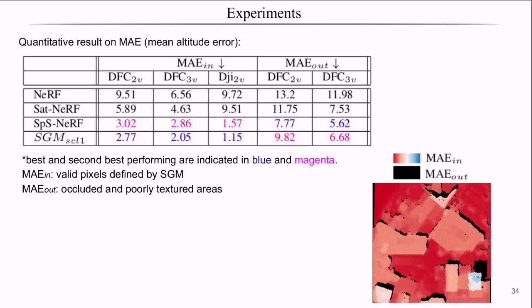As we can see, SPS-NeRF outperformed NeRF and Sat-NeRF in both categories. When compared to SGM, for MAE in, SGM achieved a better value, which we can attribute to the irregularity of the planes in SPS-NeRF. For MAE out, SPS-NeRF has better results than SGM, which is consistent with the pictures we displayed before.